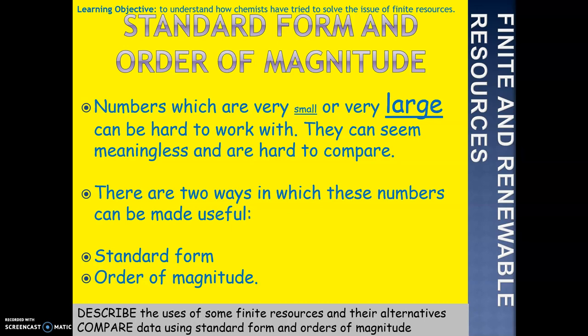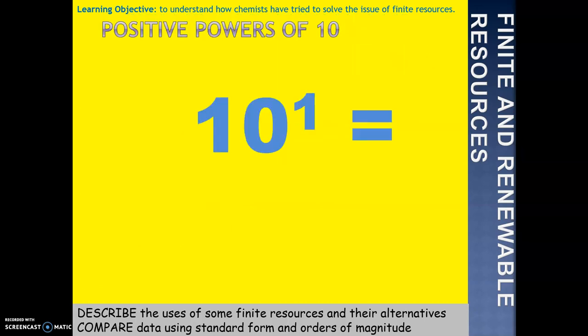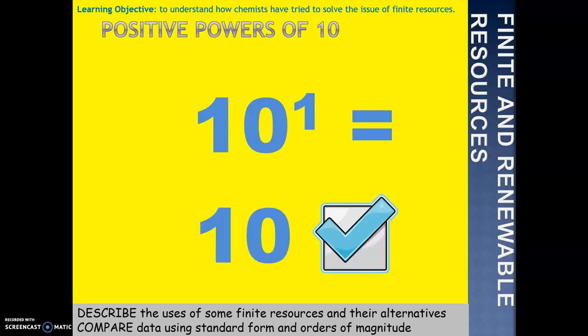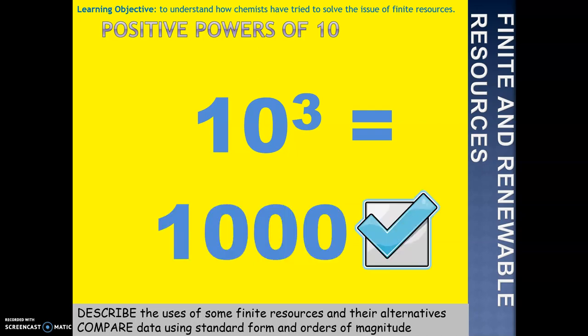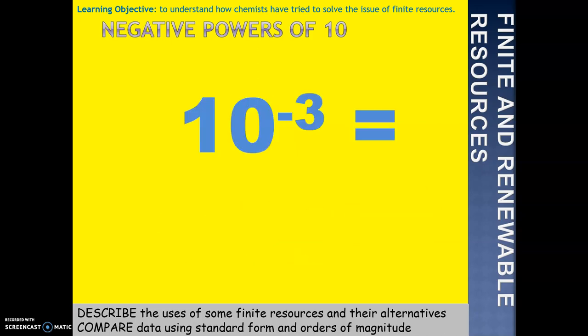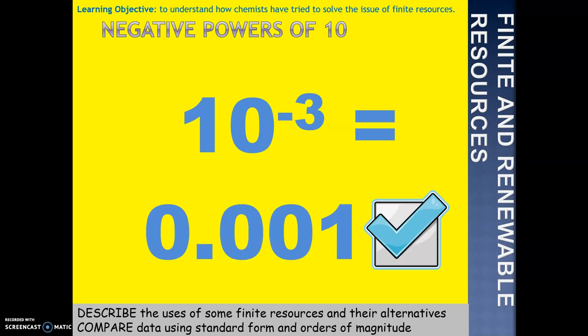So there's two different forms that can be made useful, standard form and orders of magnitude. So positive powers of 10, so 10 to the power of 1. Hopefully you know that this is 10, it's just 1 of itself. 10 to the power of 3 is 1,000. 10 to the power of minus 3 is 0.001. That is standard form, simply just there.